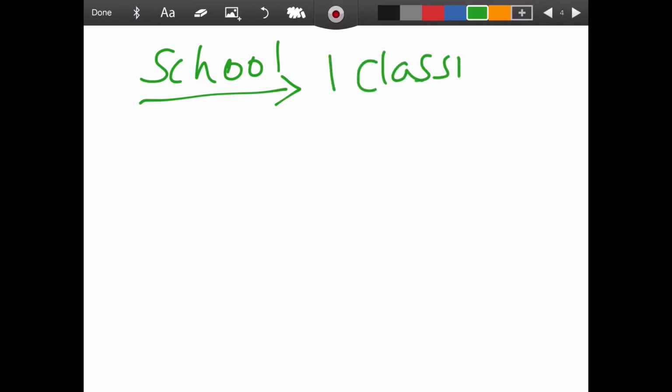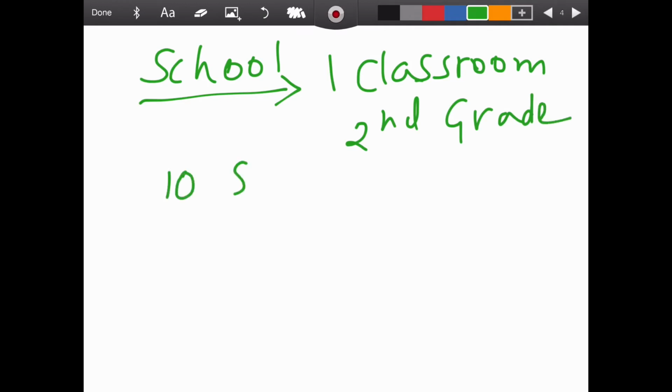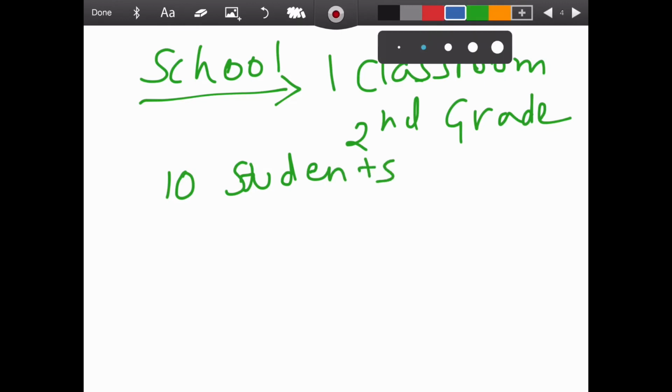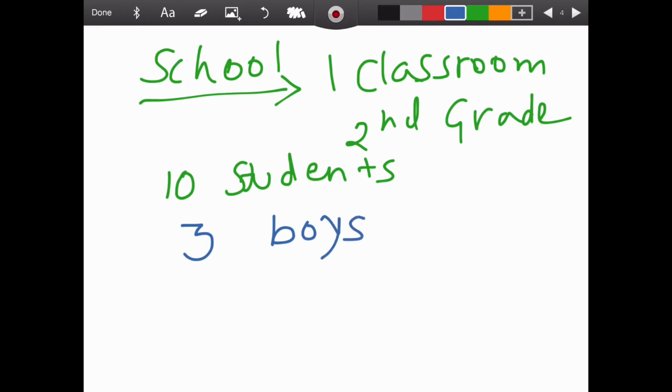So let's take a real-time example. A school has multiple classrooms. Okay, let's take one classroom and let's assume it's a second grade classroom. Okay, in the second grade classroom there are 10 students. Now 3 are boys, so how many will be girls? 7 are girls.